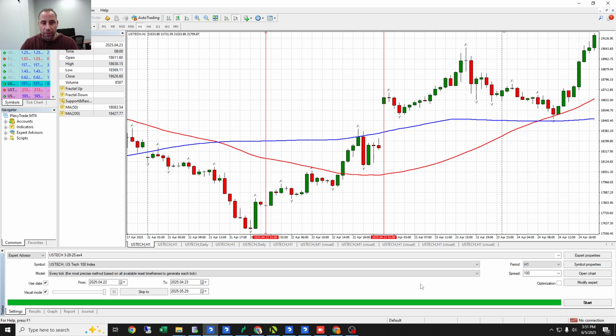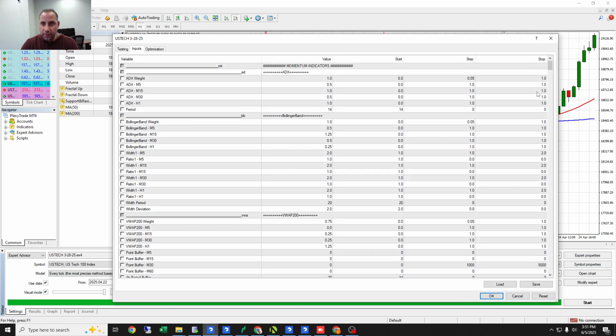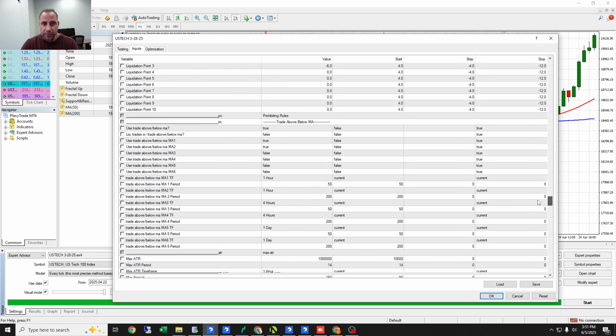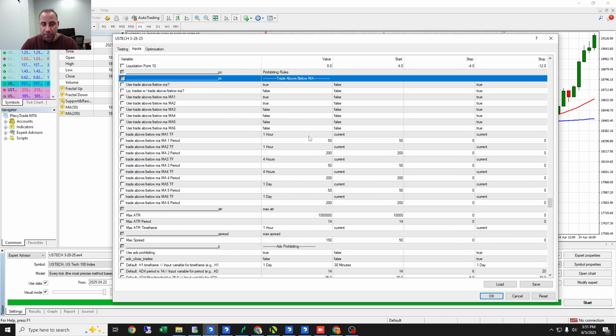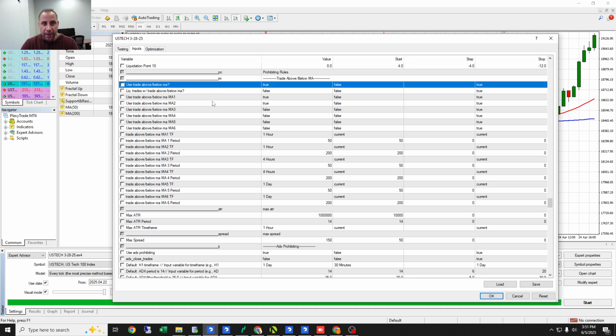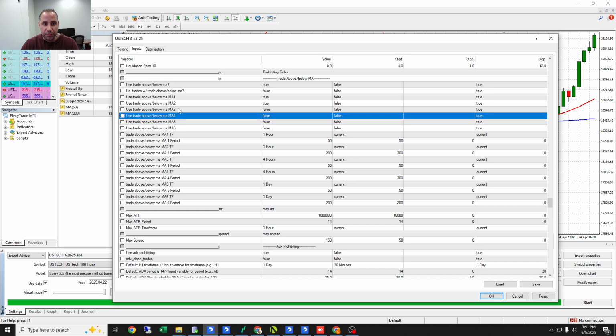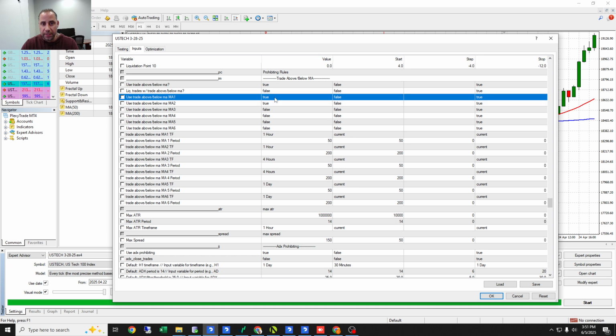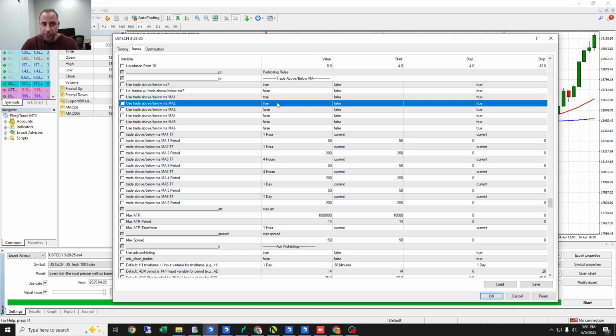Today we'll go over our proprietary prohibiting indicator, trade above below moving averages. So if we open up our set file here and go down to our prohibiting indicators, we can see we have a prohibiting indicator called trade above below moving averages, MA. If this condition is true, we have multiple different moving averages. We have 6 moving averages we can choose from to turn true or false. As of right now, we only have MA1, MA2 as true.